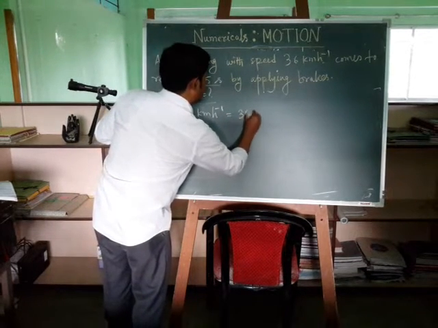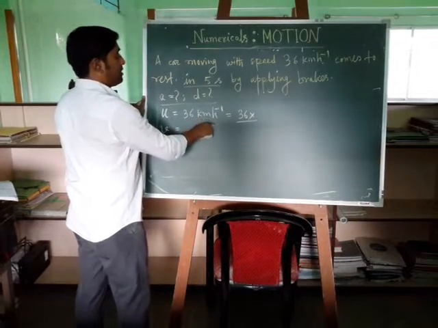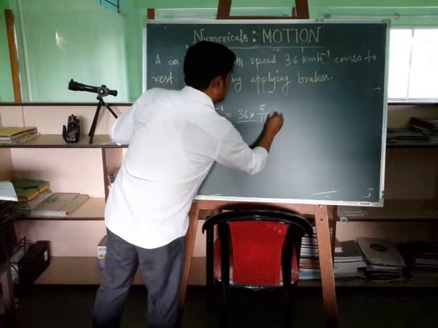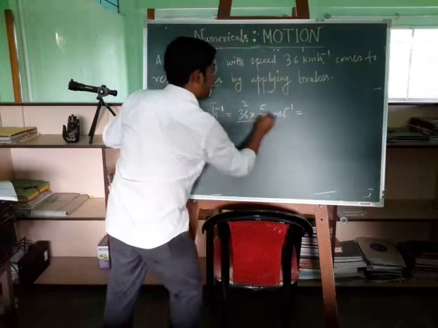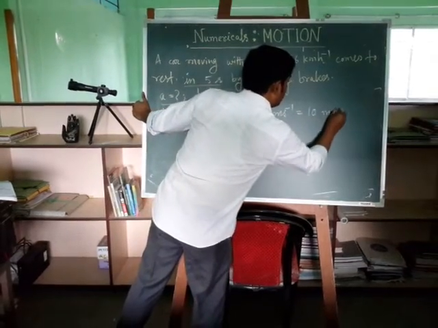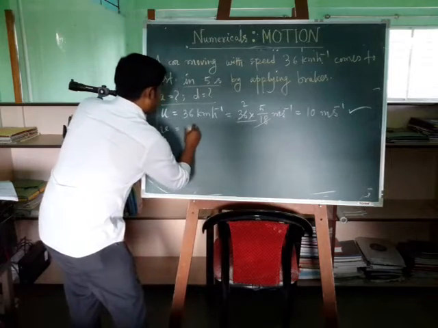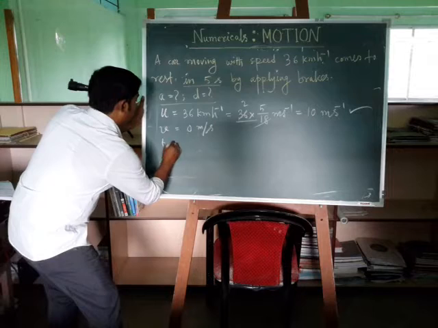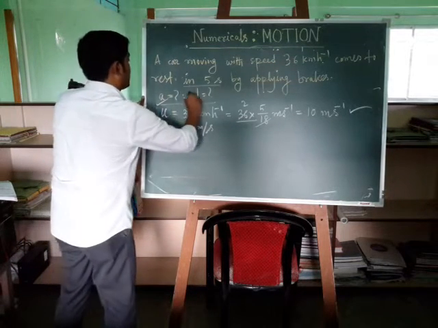So 36, and how do we go from kilometer per hour to meter per second? We have to multiply this by 5 upon 18, and that will give us meter per second. So this will be 10 meter per second. That is initial velocity. Final velocity is 0 meter per second. Time taken to come to rest is 5 seconds. And what is the acceleration? What is the distance covered?